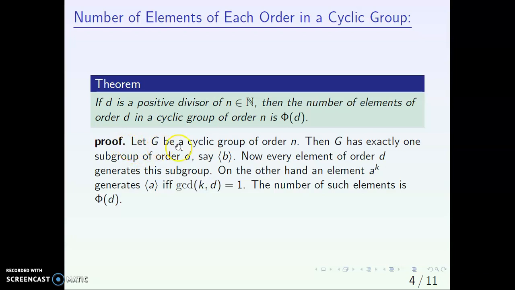Proof. Let G be a cyclic group of order n. We know that G has exactly one subgroup of order D, say the subgroup generated by B. This is called the fundamental theorem of cyclic groups. Now, every element of order D generates this group. On the other hand, we know an element A power k generates the cyclic subgroup generated by A if and only if the GCD of k and D equals 1. So, the number of such elements is phi of D.